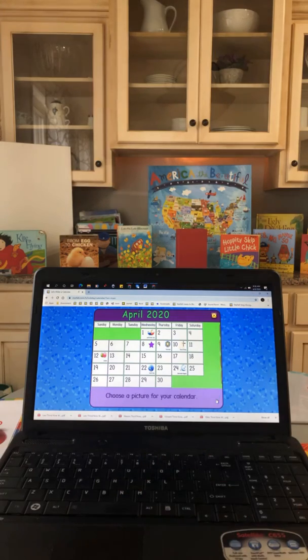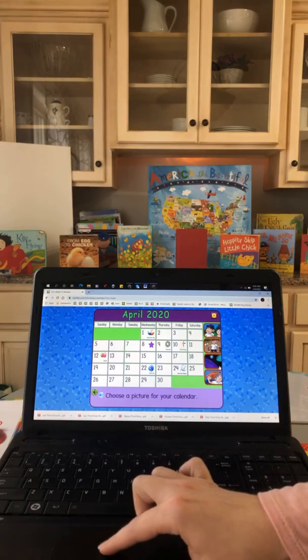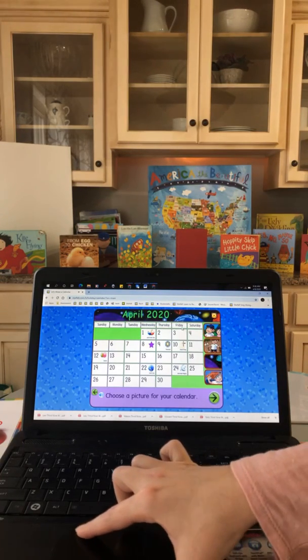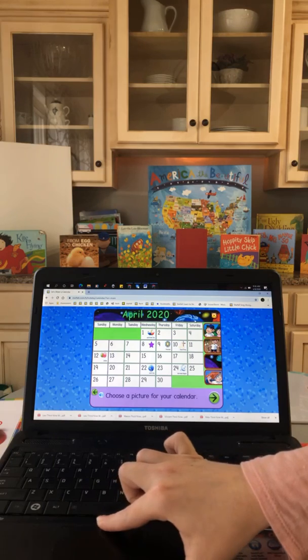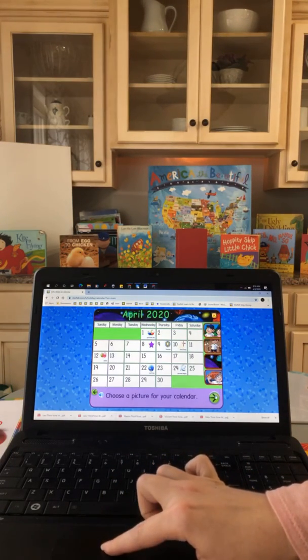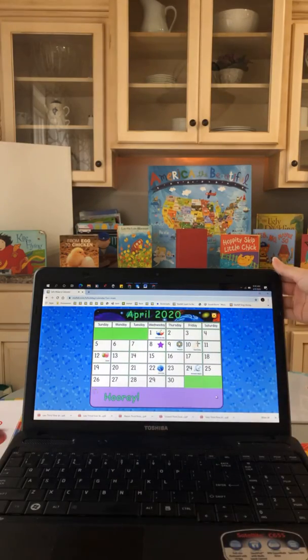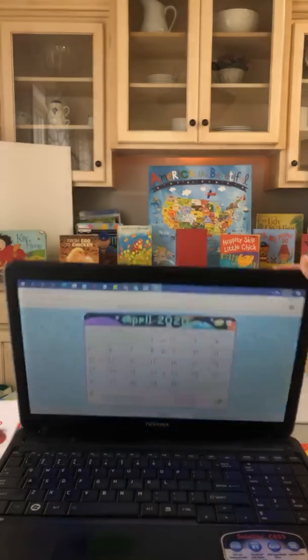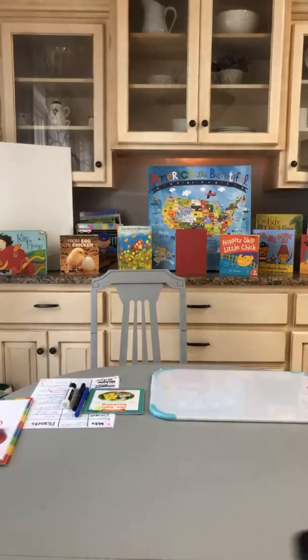And Vincent chose the background of the planets for our April calendar. There's Earth. Earth Day is April 22nd. I like that picture, Vincent. Good job. Okay, now we're going to do our daily news.